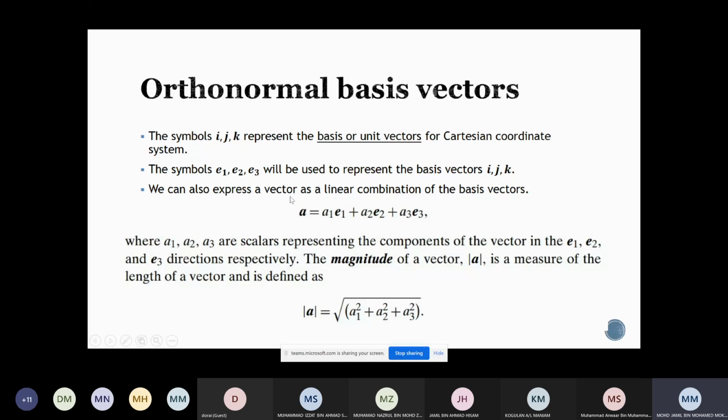So we can write a vector as a linear combination. So a equals a1 e1 plus a2 e2 plus a3 e3. So a1, a2, a3 represent the scalars or the coefficients of the vector in the basis e1, e2, e3. So we can find the magnitude using this vertical bar symbol, and then the magnitude equals the square root of each of the scalars squared. Okay, a1 squared, a2 squared, a3 squared, then square root. Okay, so this is something you have learned before.